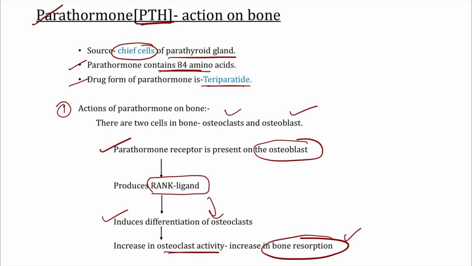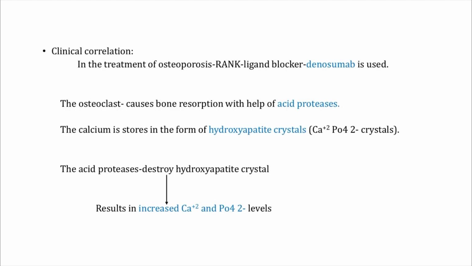Now with this important note, see the clinical correlation. Till now we have seen that RANK ligand induces the differentiation of osteoclast, so there is increased osteoclast activity, sir, and that leads to bone resorption, ultimately osteoporosis. Now see here, sir, we have something very important called RANK ligand blockers. What are these RANK ligand blockers, sir? These are very important monoclonal antibodies. The name is denosumab. We use denosumab to prevent bone resorption in osteoporosis.